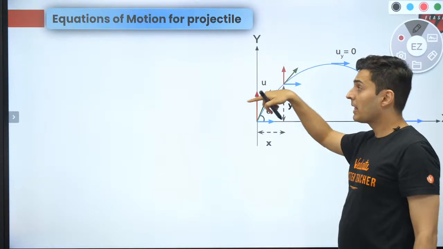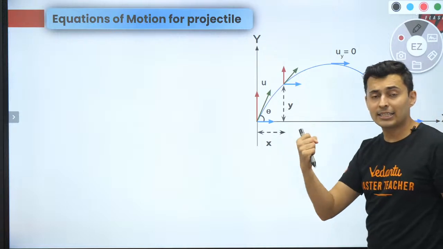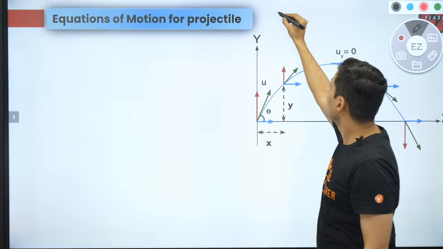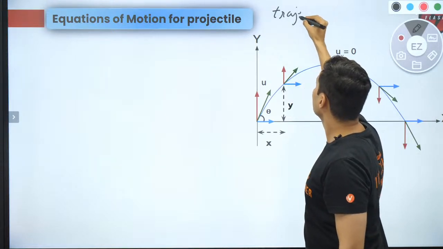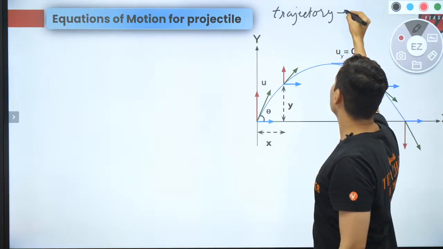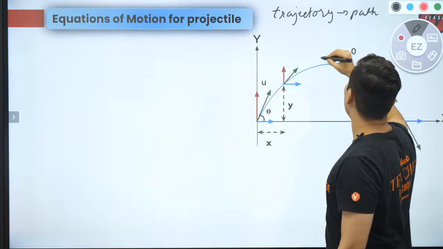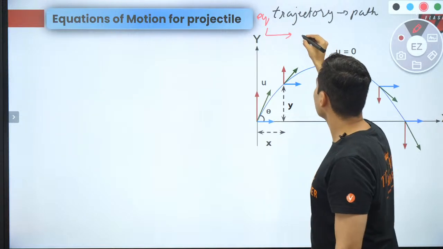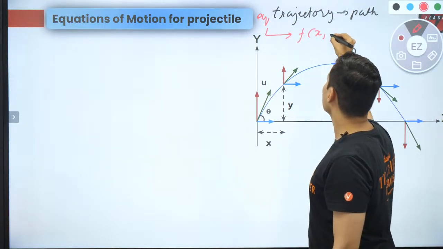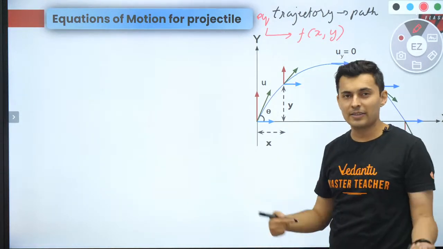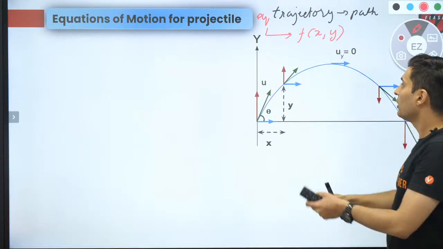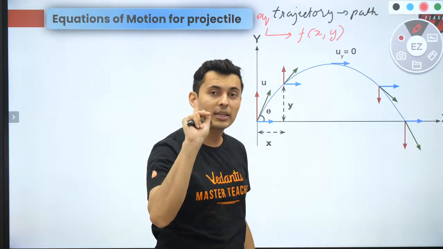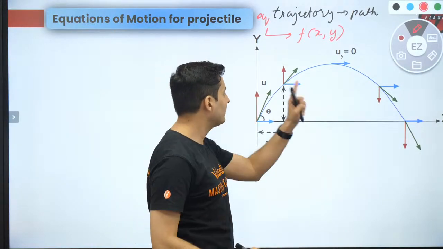Equations of motion. Now, equation of trajectory, which is called. Now, what is the meaning of the word trajectory? Let me tell you that first. Trajectory means path. If it says equation of trajectory, it means a function only in x and y and z coordinates. If there is z, but there is no z here, so I'm not putting it. So, some function only in x and y, that is called the equation of trajectory. There will be no time in it. So, somehow let's eliminate time.